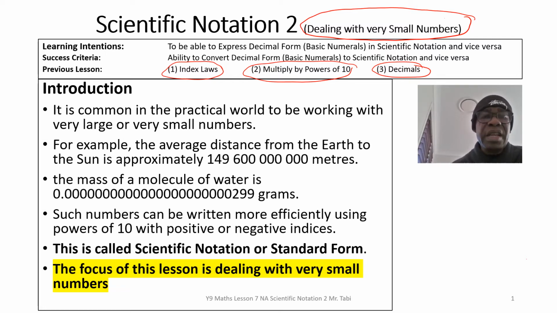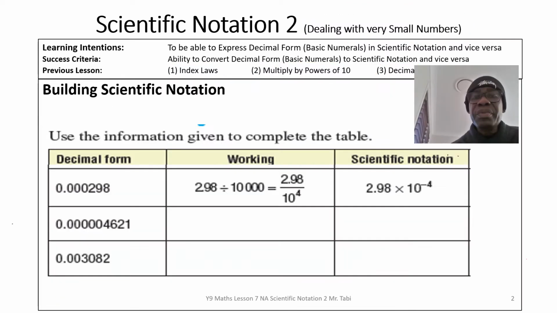And as I said, the focus of today's lesson is dealing with very small numbers. So let's build our understanding of scientific notation with regards to small numbers. So if I have 0.000298, now I would attempt to shift the decimal point 1, 2, 3, 4 to between the 2 and the 9.